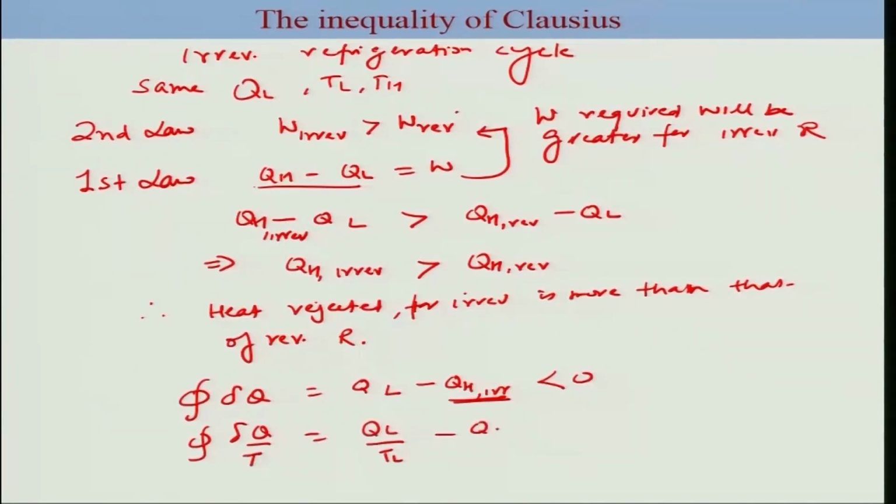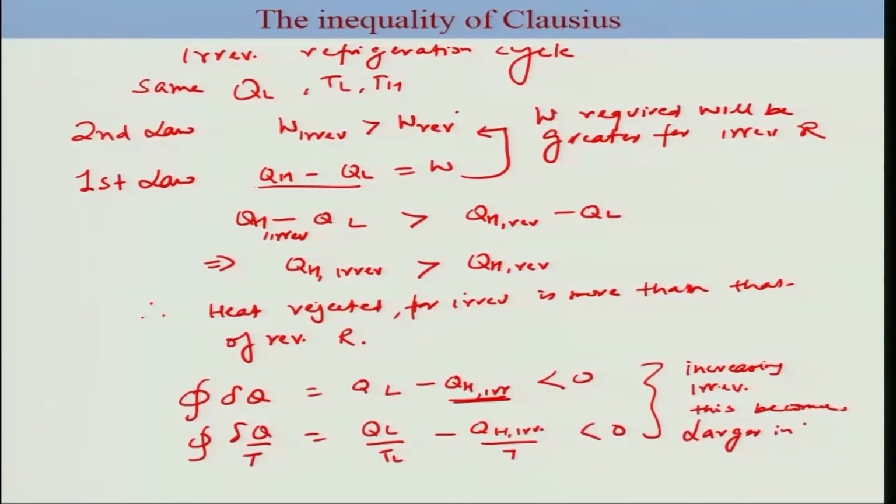is going to be more negative. Okay, so this also tells you that if you increase the irreversibility, this will become more and more negative. So this also tells you that increasing irreversibility, this becomes larger in negative value, okay, or negative direction.